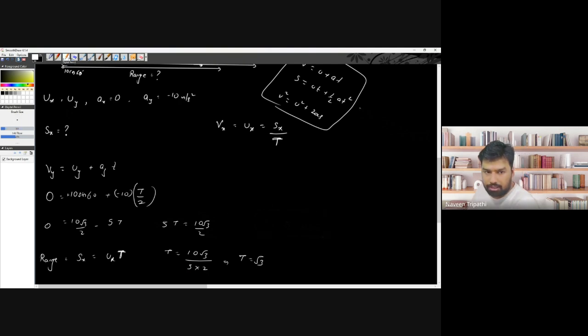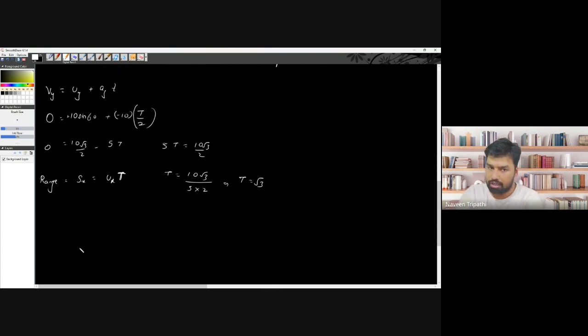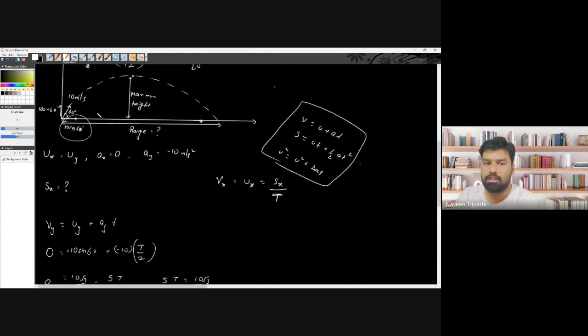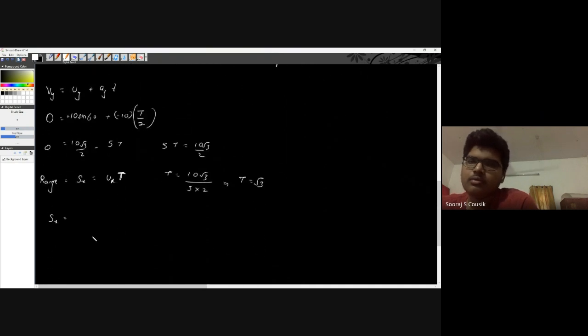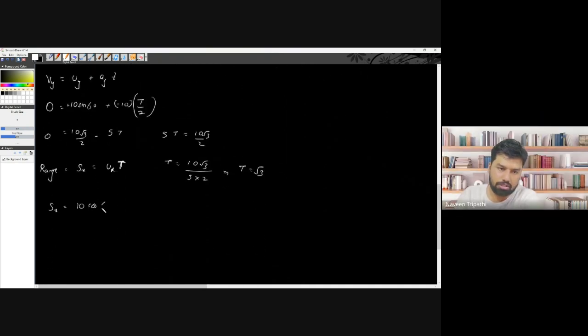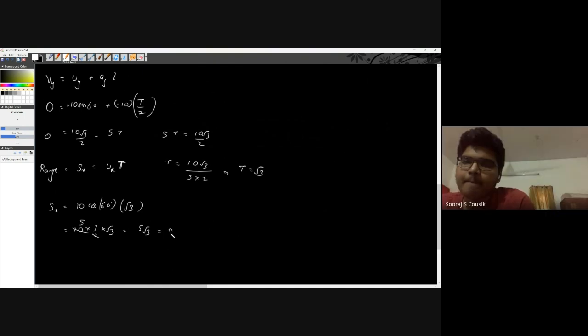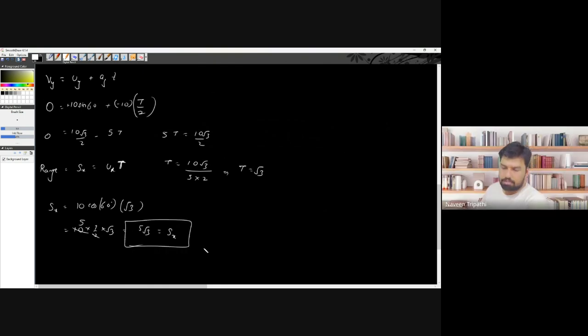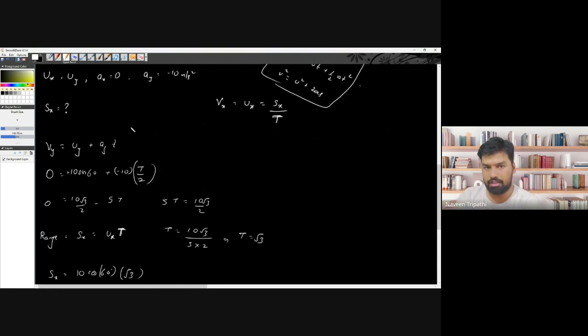We know the total journey time. We have to find the horizontal range. What is range? It is nothing but initial velocity times time. What is initial velocity? 10 cos 60. 10 cos 60 times the total time, which is root 3. So what is the answer? 10 cos 60 is 5, so this is 5 root 3. This is the total displacement in x. This part is done.